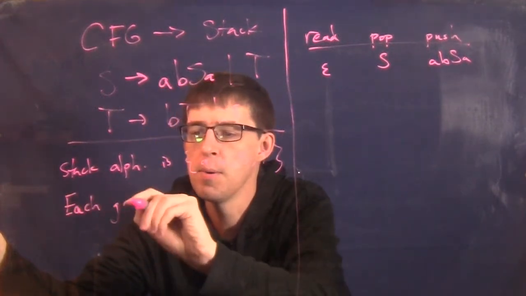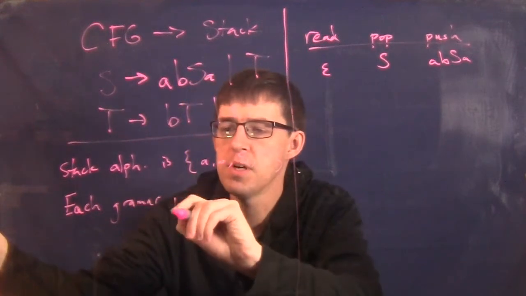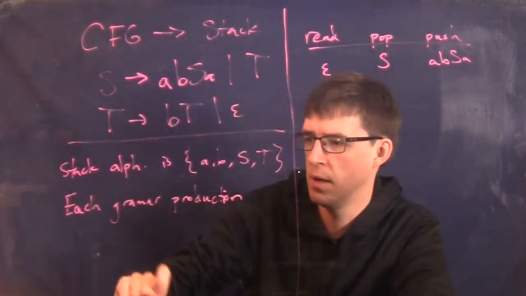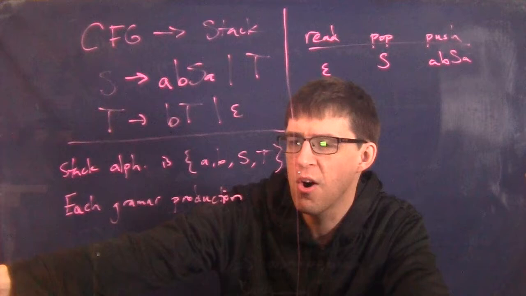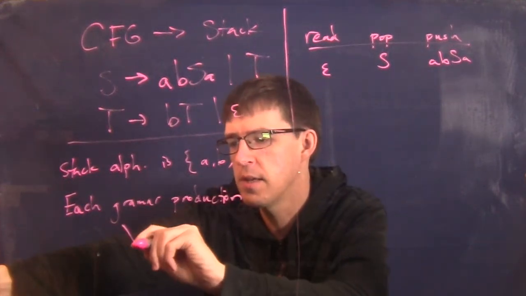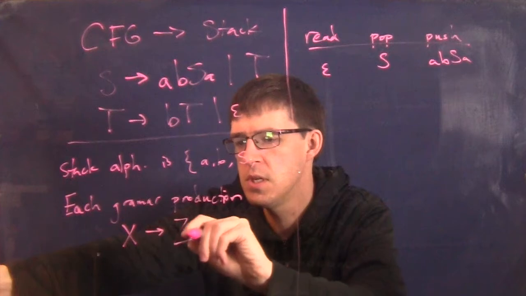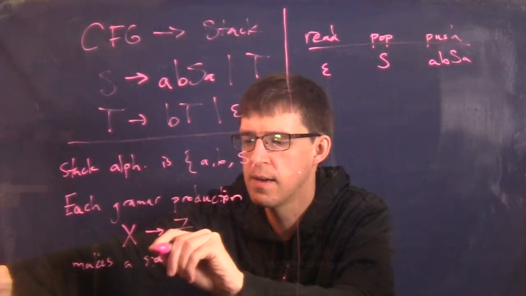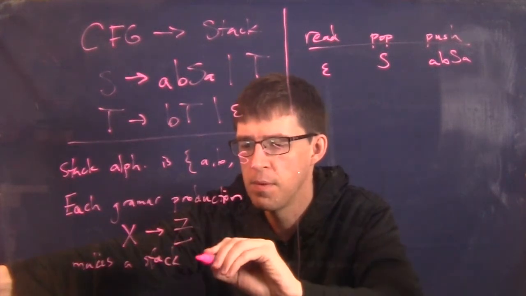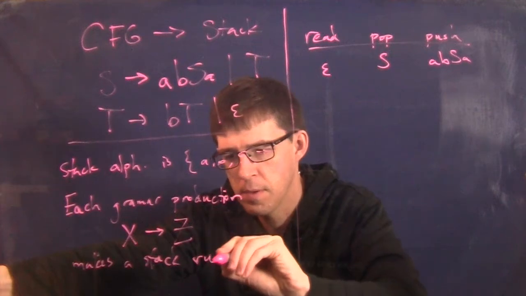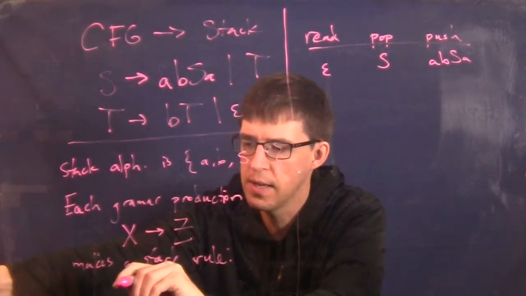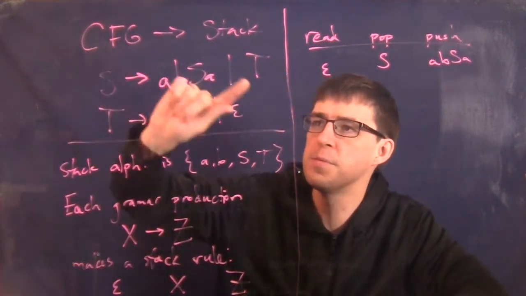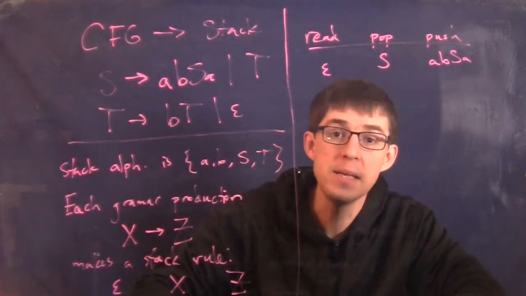Each grammar production. I wrote grammar with one M. Each grammar production, if it looks something like X goes to Z, this makes a stack rule that looks like epsilon X Z. So every one of these productions, there are 4 of them, makes an epsilon transition.